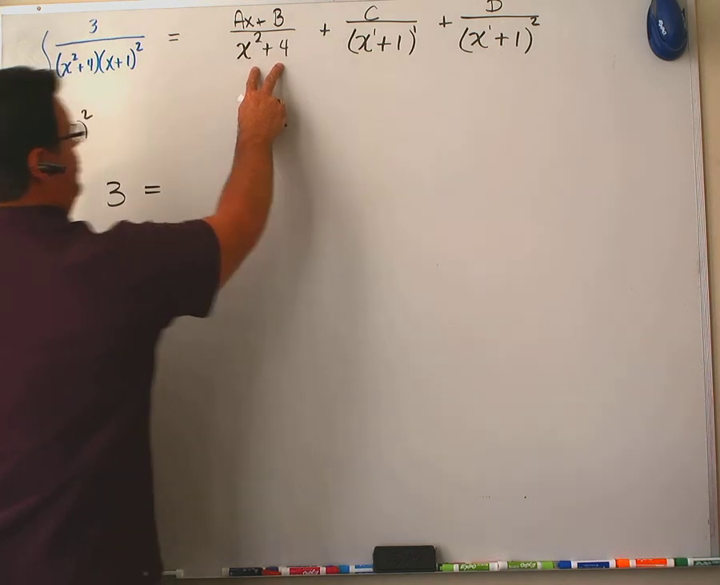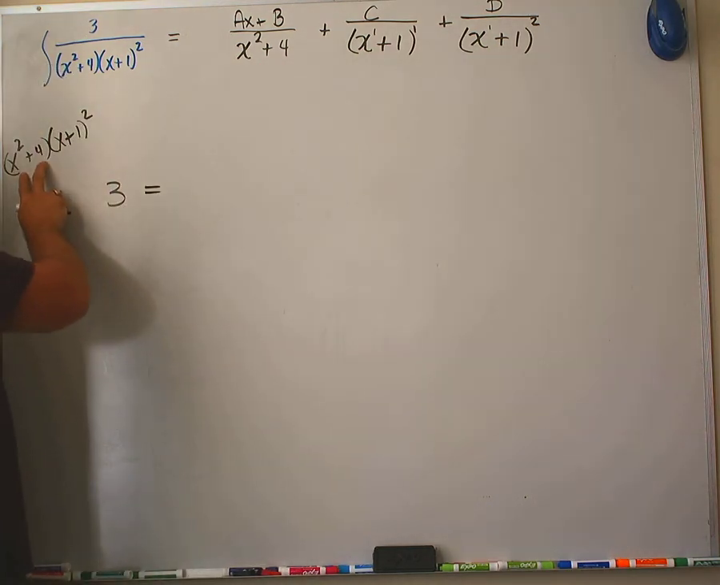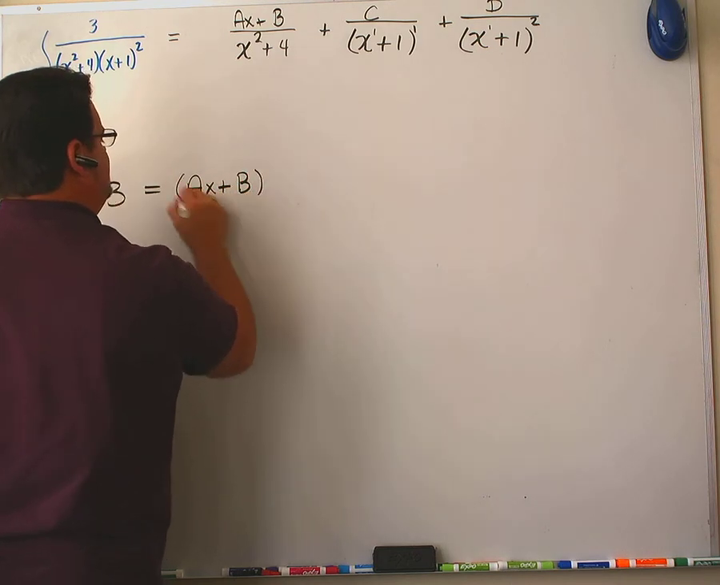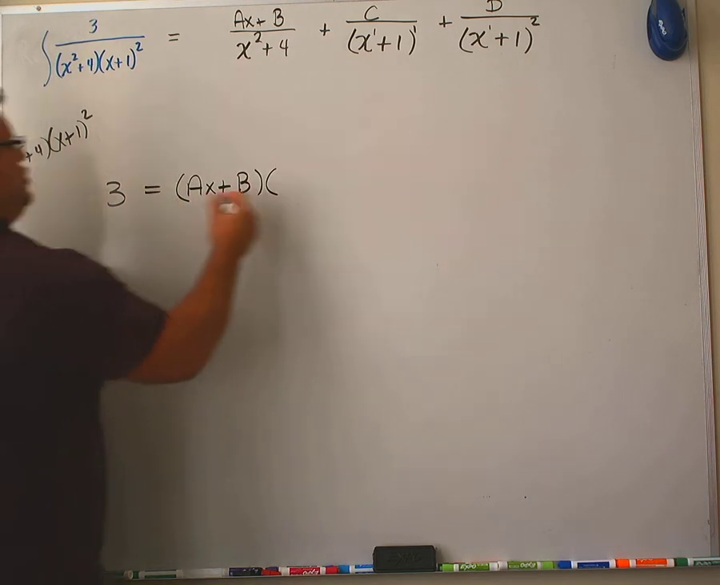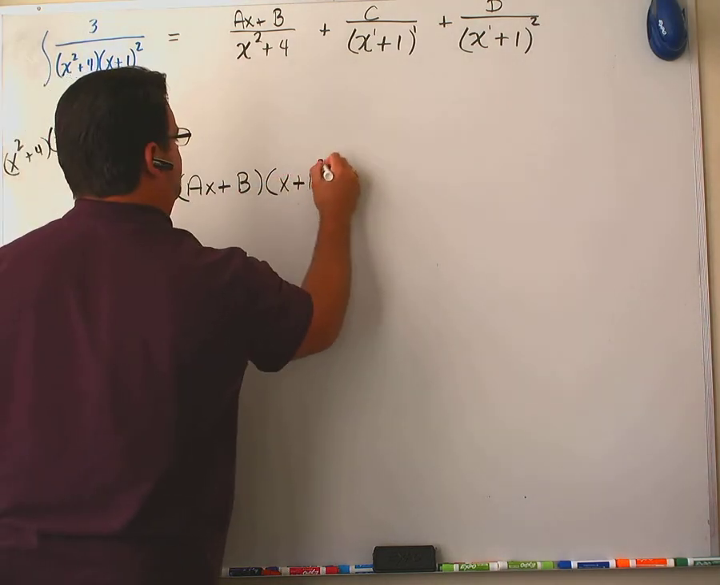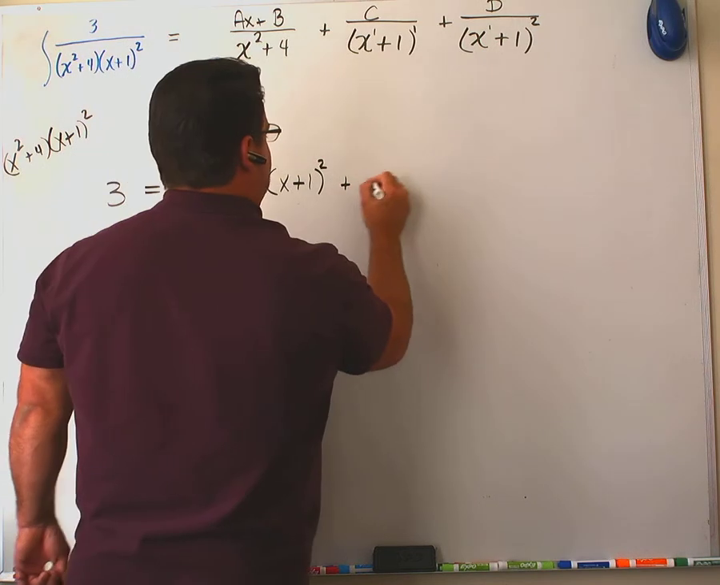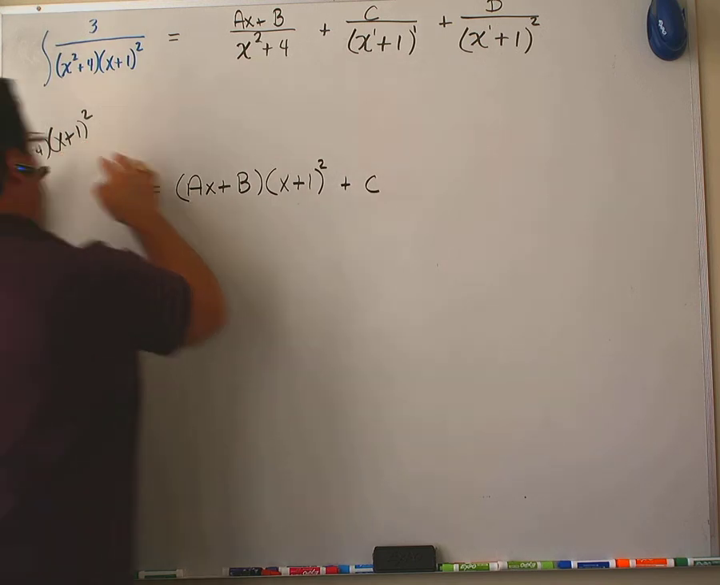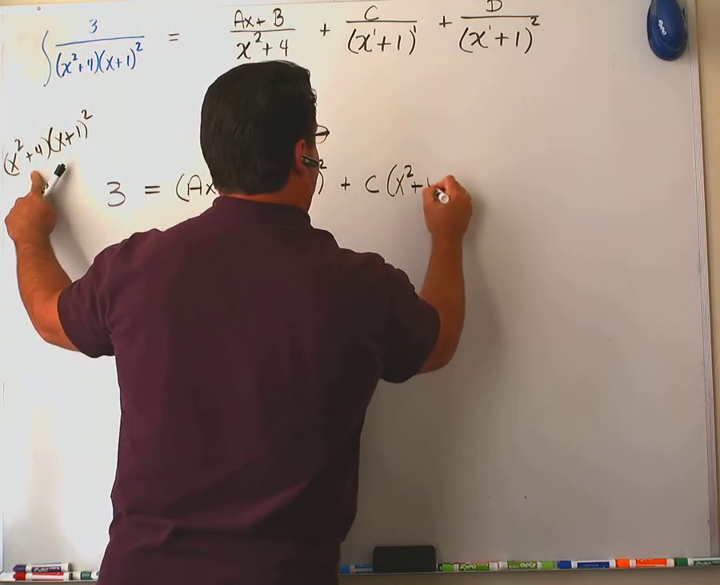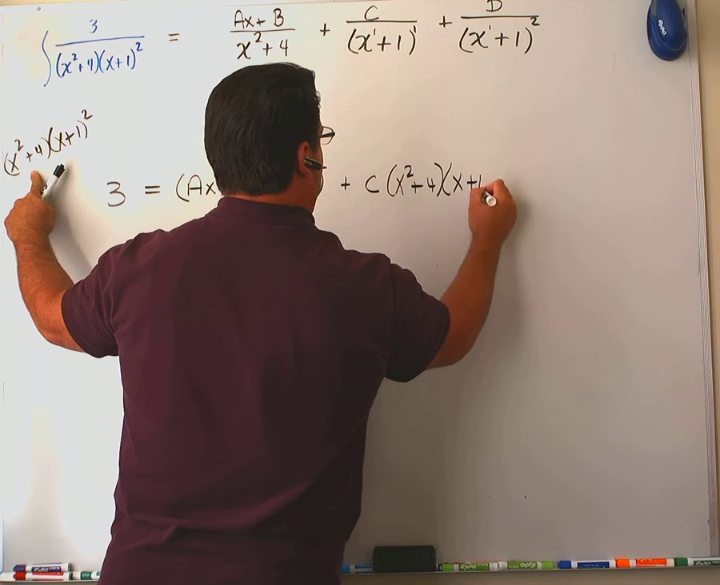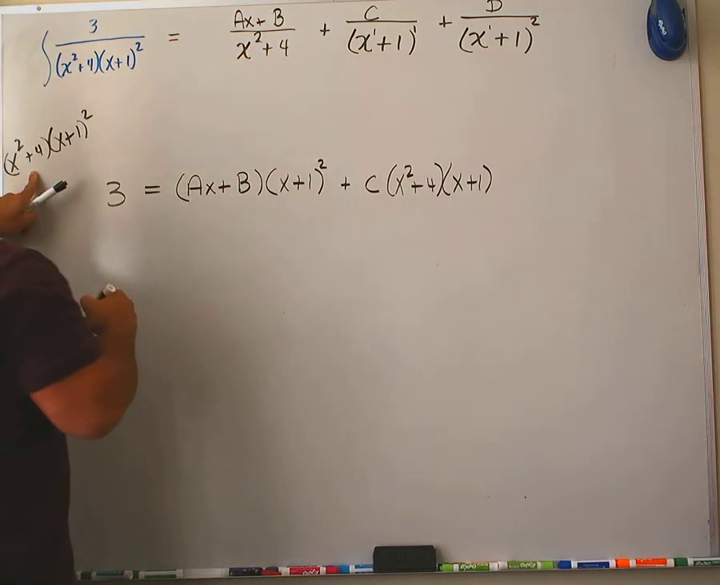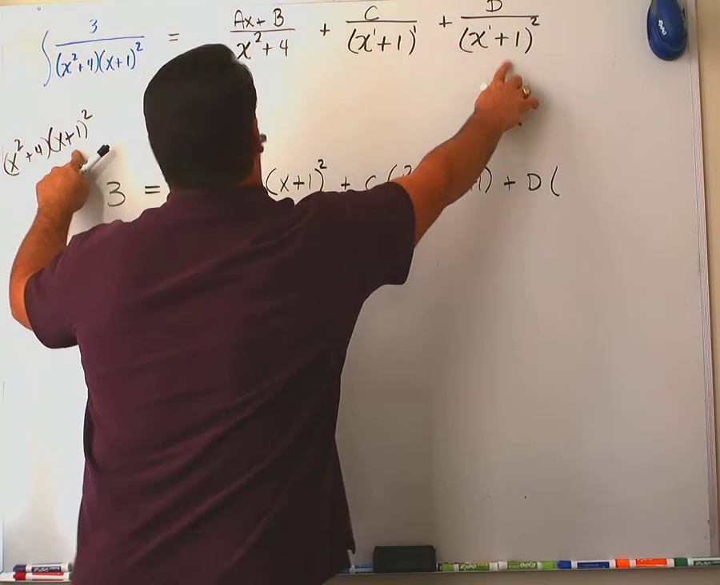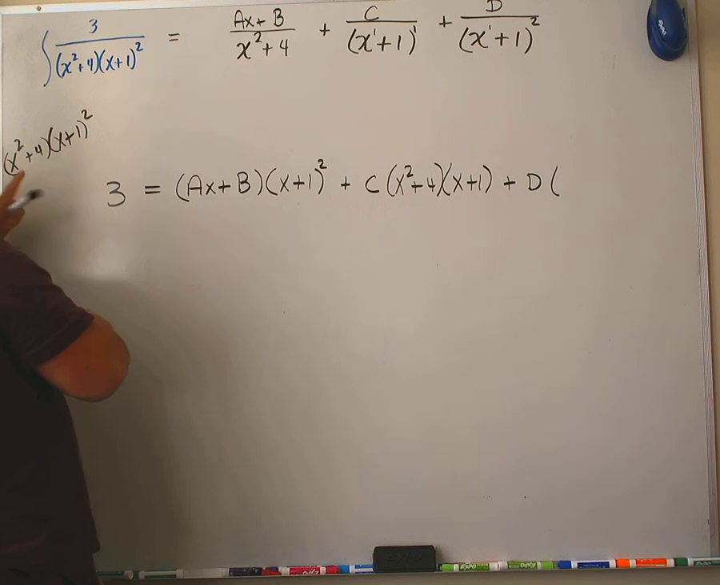X squared plus 4 will cancel with this x squared plus 4, and that will leave ax plus b times what's left, x plus 1 quantity squared, plus c. The x plus 1 will cancel with one of these, and that will leave x squared plus 4 times x plus 1 to the first power, plus d times, and the x plus 1 squares will cancel, and that will leave x squared plus 4.